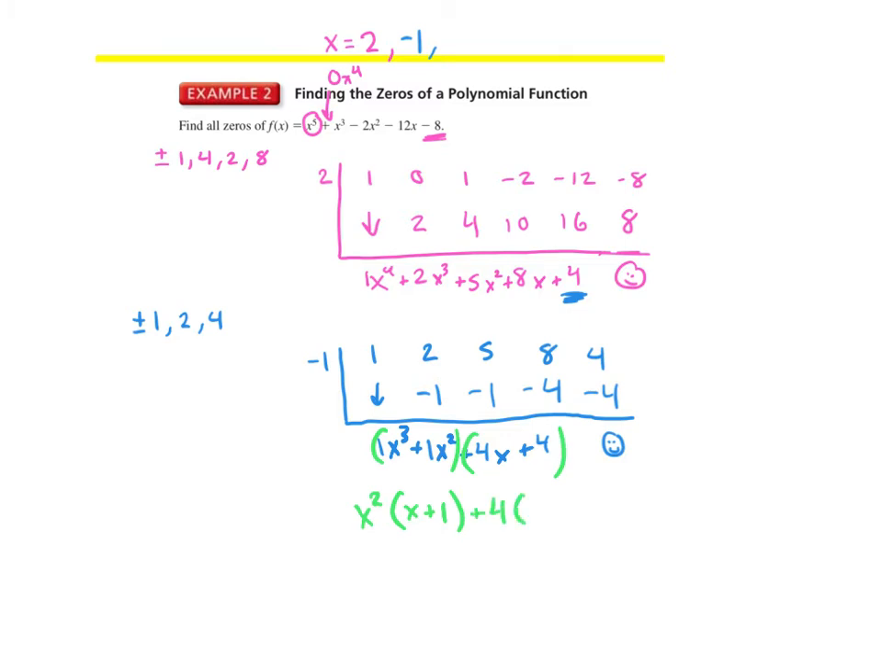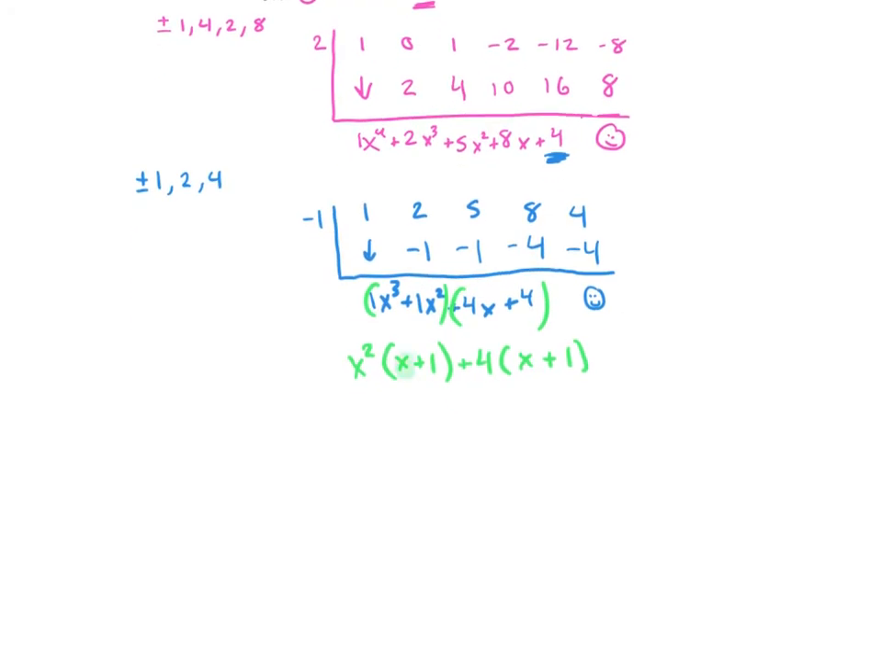What are we left with? X plus 1. So the insides of the parentheses are the same, so we can factor by grouping. We take what's on the outsides, put them together, so x squared plus 4, and then the inside stays together. Now our goal is to find the solutions, or find the zeros. So what should we do next?